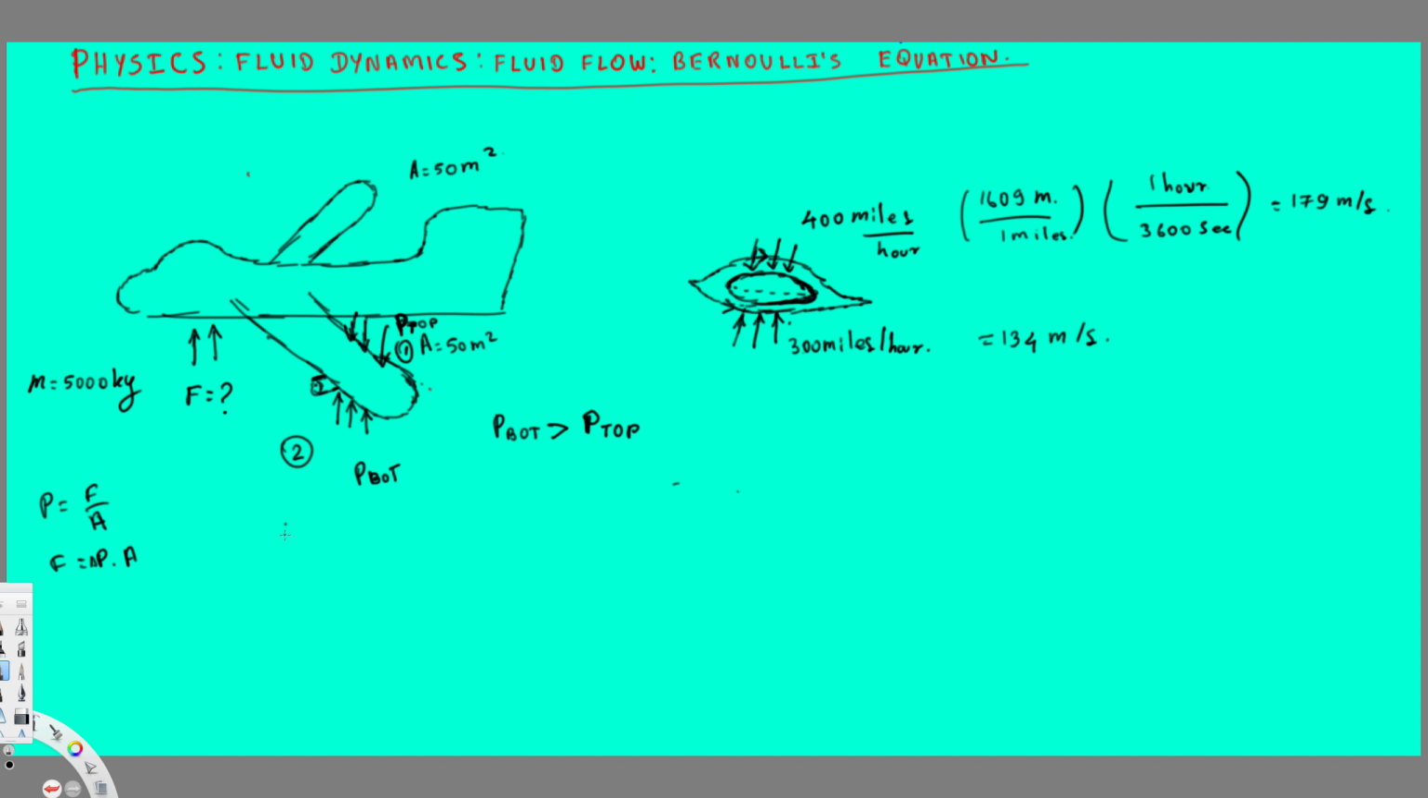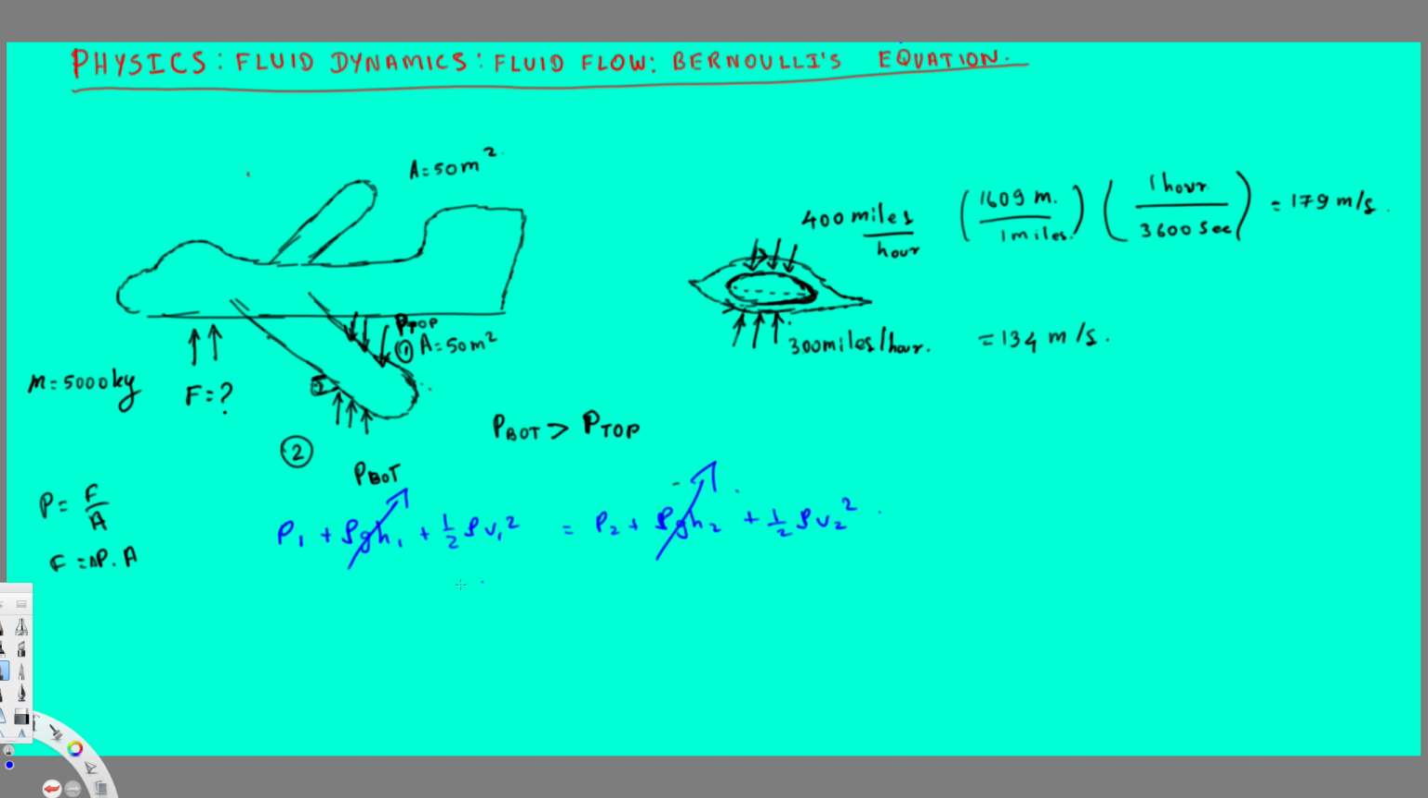So let's calculate that one. Let's use the Bernoulli equation, the pressure equation. That's going to be P1 plus rho g h1 plus half rho V1 square, that is equal to P2 plus rho g h2 plus half rho V2 square. If you look at this wing, bottom and top, it's the same height, right? So we can cancel these two, and we are left with this one right here.